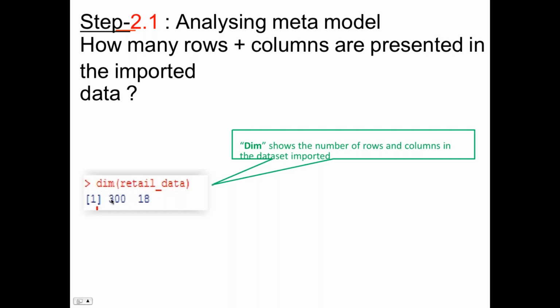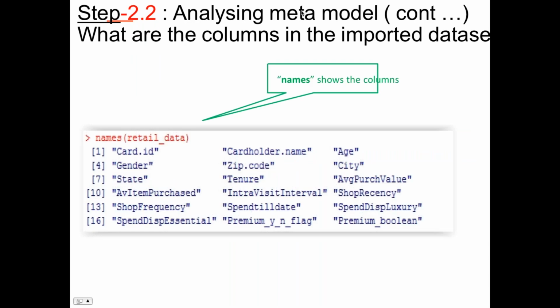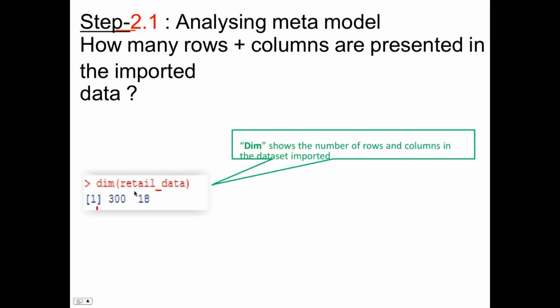It shows that there are 300 rows and 18 columns in my data set. The next metamodel command is the names command. The names command gives you all the column headers. So it's about 18 column headers: 1, 2, 3, 4, 5, 6, 7, 8, 9, 10, 11, 12, 13, 14, 15, 16, 17, 18, because it showed me it had 18 column headers.